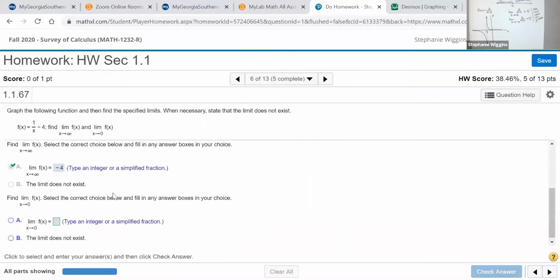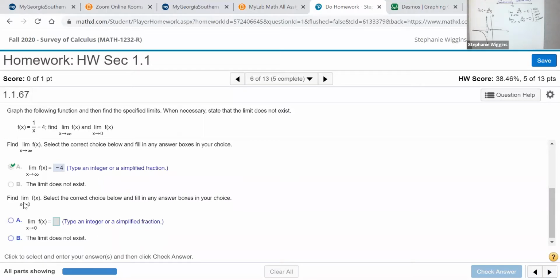And if you were looking at table values for this thing, if I go off to positive infinity and put really big numbers in here, 1 divided by a huge number is practically 0, and 0 minus 4 is -4. So it's getting close to -4. If you take a really tiny number and subtract 4, you're going to be really close to -4. So that's the limit value.